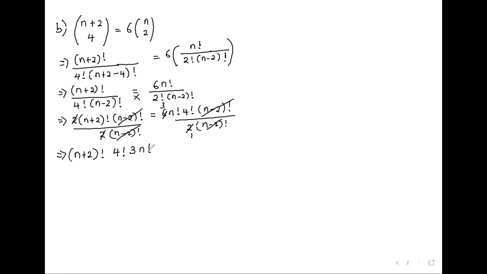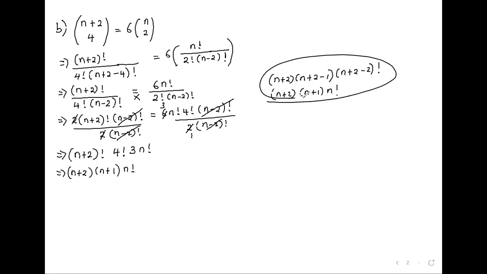Then we can now temper with the n plus 2. We'll write it as n plus 2, n plus 1, and then n factorial. What have we done? We know it's n plus 2, and then n plus 2 minus 1, and then n plus 2 minus 2. We want to end here. This is n plus 2, n plus 1, and then n factorial. So this is where we got this one from. Okay.